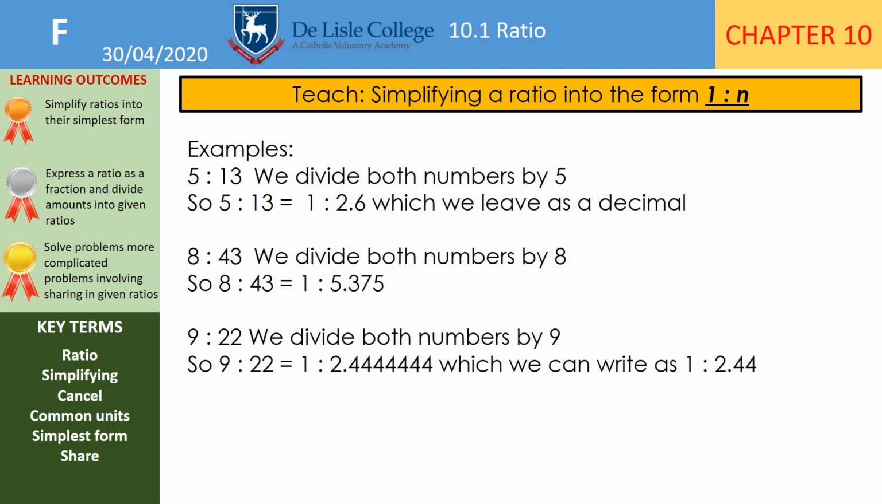Second example, 8 to 43. We divide both numbers by 8. So 8 to 43 becomes 1 to 5.375. Probably use our calculator for that.